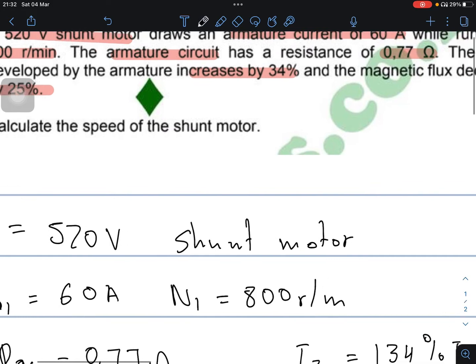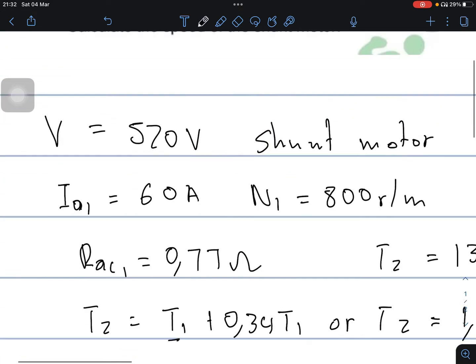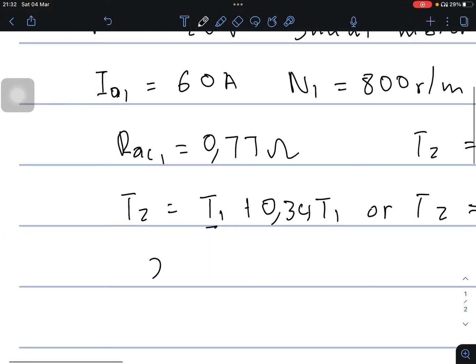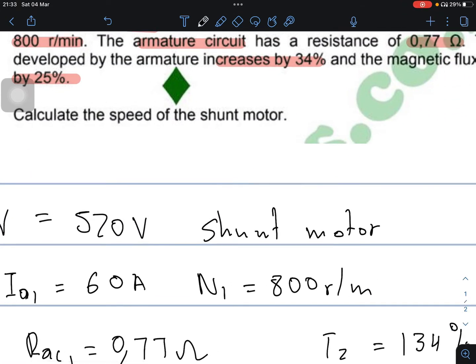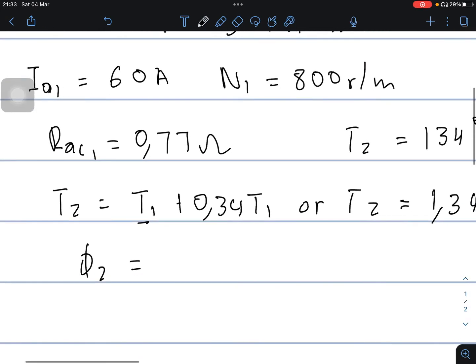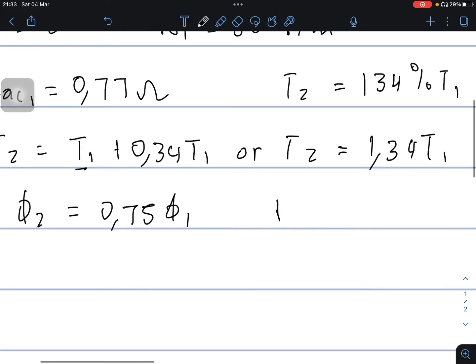The magnetic flux decreases by 25%, meaning flux 2 is, if it decreases by 25%, that means we are left with 75%. That means flux 2 is 0.75 flux 1. And then they say you must calculate the new speed.